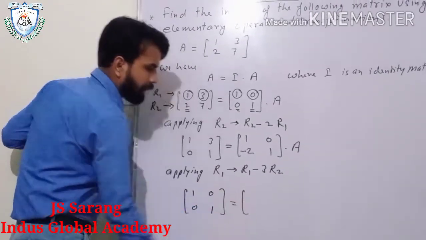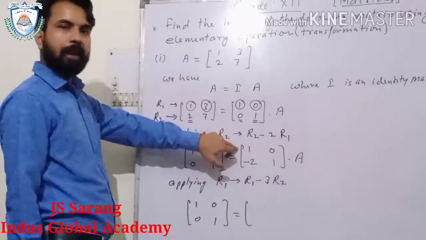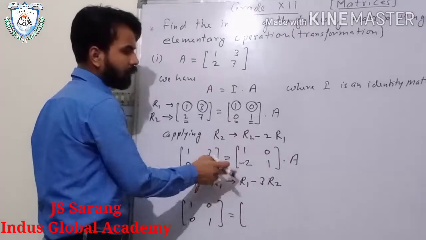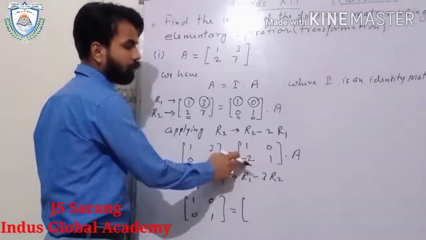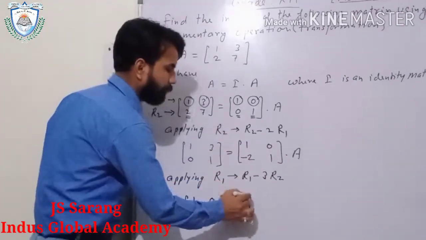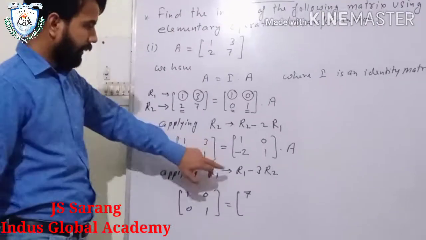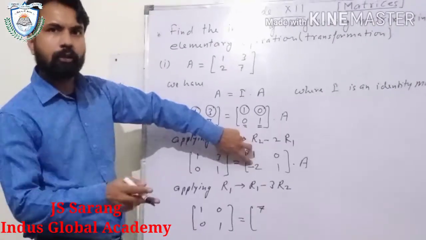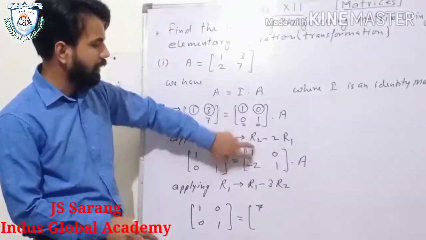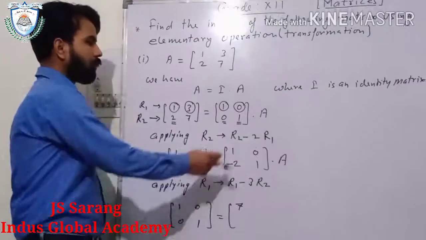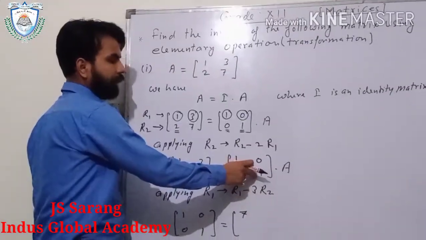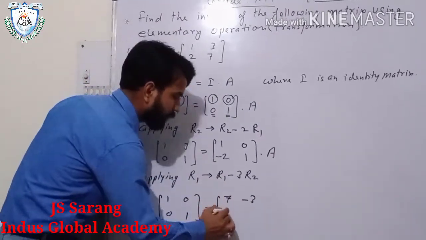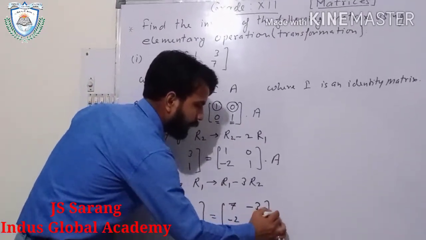The same operation we will apply in this matrix also. R1 minus 3R2. So minus 2 into 3 is minus 6. So minus minus plus 6. So 1 plus 6 will be 7. That is, R1: 1 minus minus 2 into 3. Minus and minus will be plus, and 3 2s are 6. So 6 plus 1, 7. Now 0 minus 3 ones are 3. So 0 minus 3, that is minus 3. Minus 2 and 1 into A.